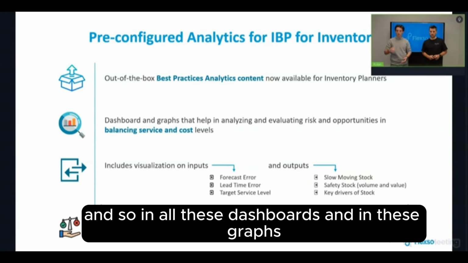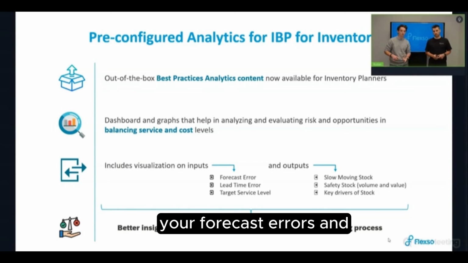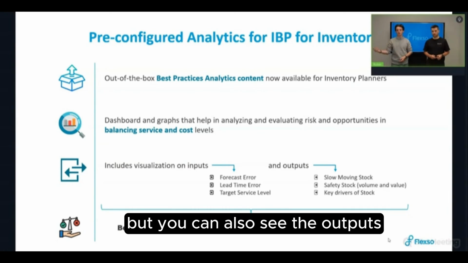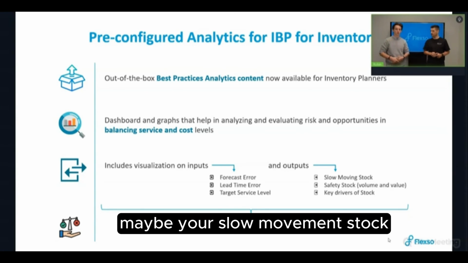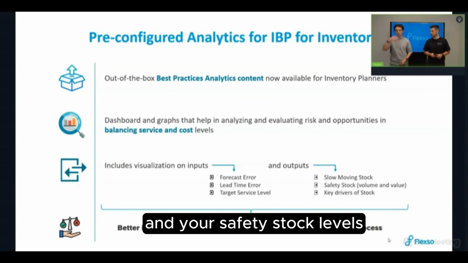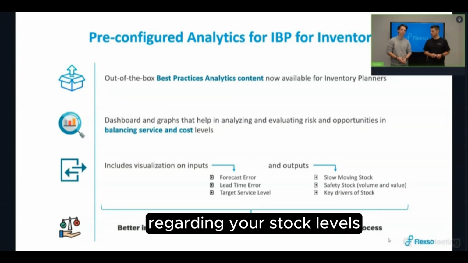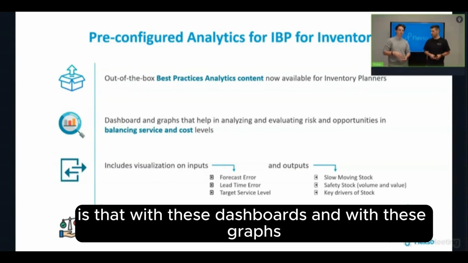And so in all these dashboards and in these graphs, you can have inputs like your target service level, your forecast errors, and other types of indicators that you have defined within your organization. But you can also see the outputs. So you can see maybe your slow moving stock and your safety stock levels and other key performance indicators regarding your stock levels.